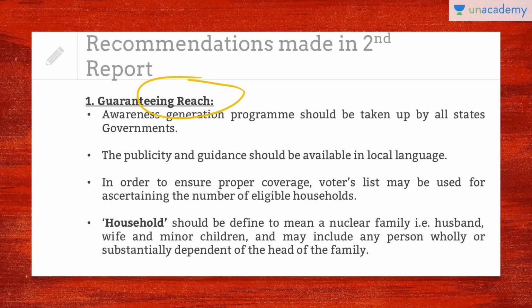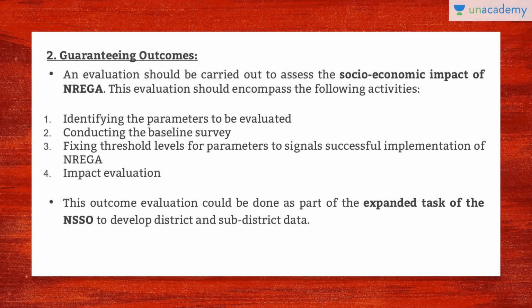So guaranteeing the reach. So basically an awareness generation program. Yes, it is an awareness generation program. It should be taken up by all state governments. Publicity and guidance should be available in the local language. And if we have to ensure proper coverage, the voters list may be used for ascertaining the number of eligible households. Household should be used to define a nuclear family. So husband, wife and minor child, and they may include any person who is wholly or substantially dependent on the head of the family.